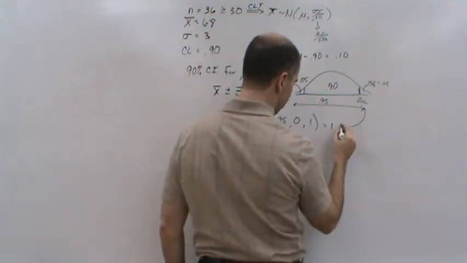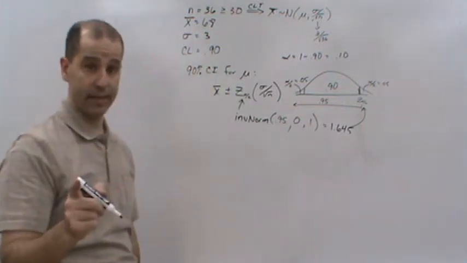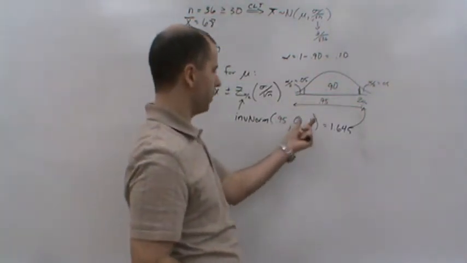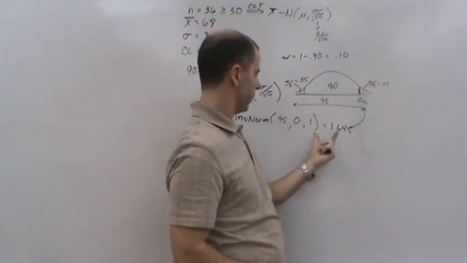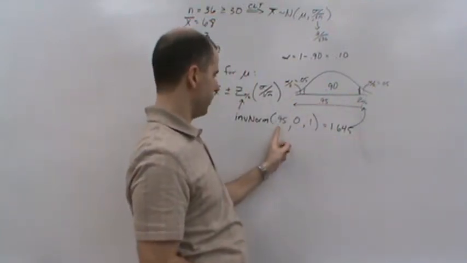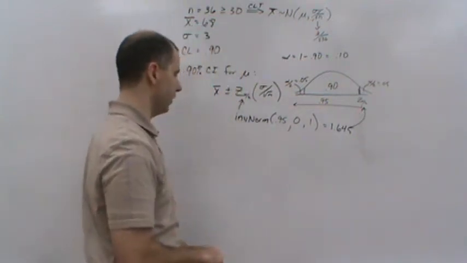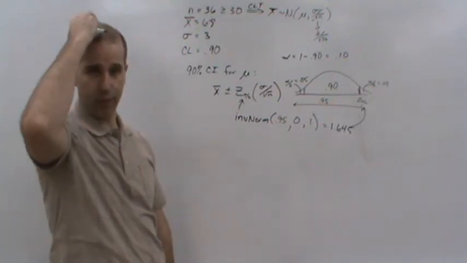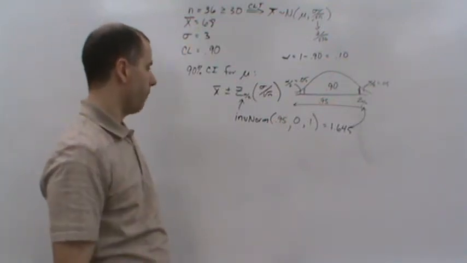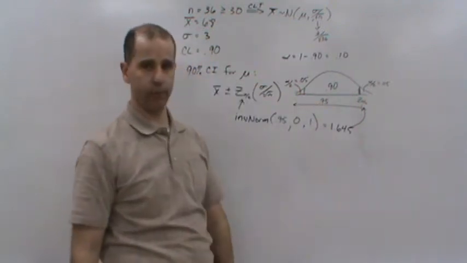That's 1.645. I made a mistake. I was focusing on this, and you're going to get the wrong answer. So remember, this is the area to the left. It's a 1.645. So if you put that in there, it's a 1.645. I was thinking 95% confidence, so I apologize for that. So for a 90% confidence interval, you're going to get 1.645.